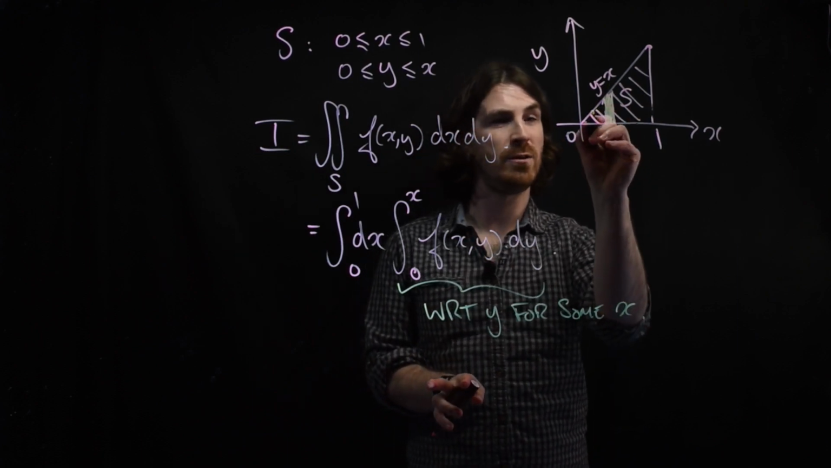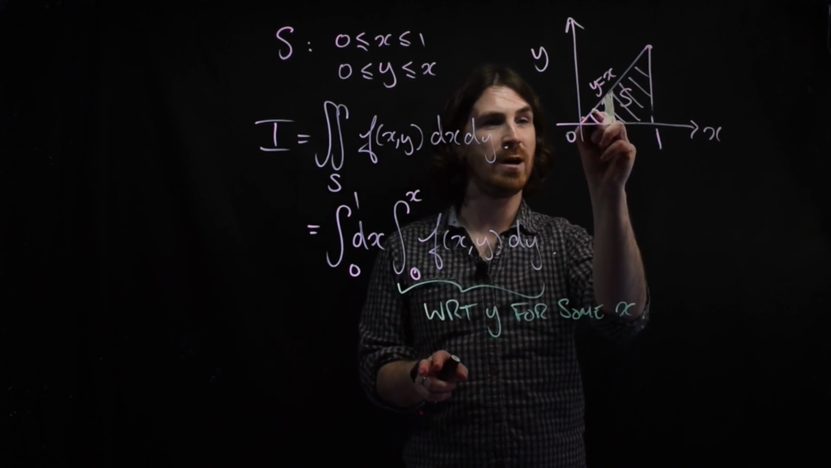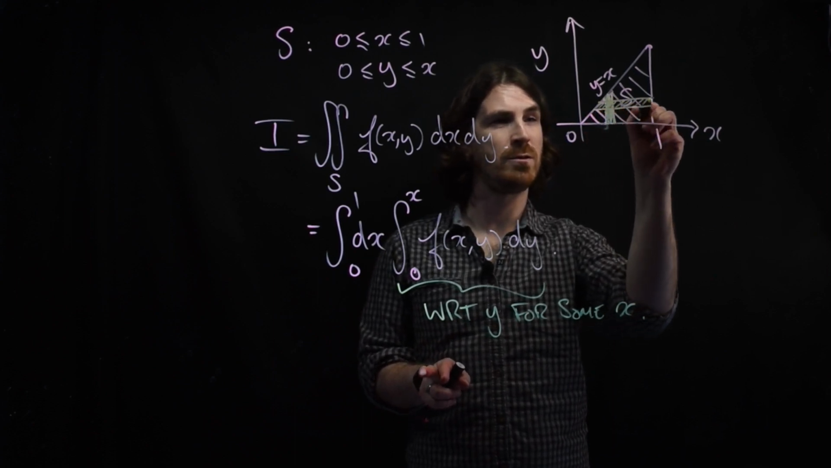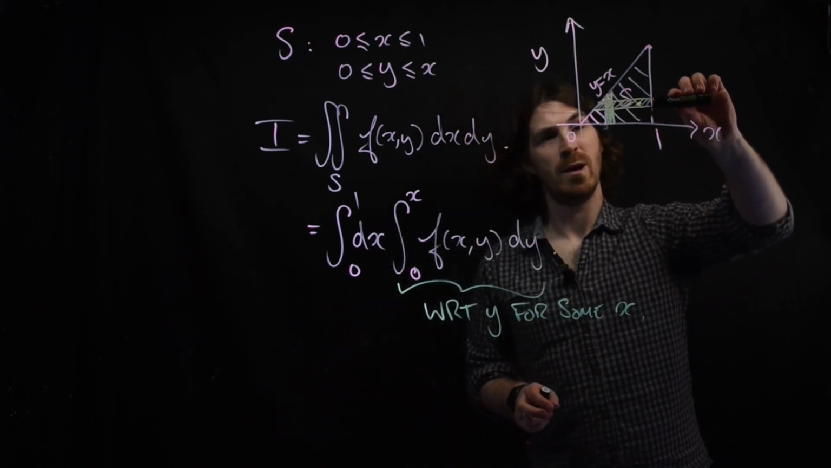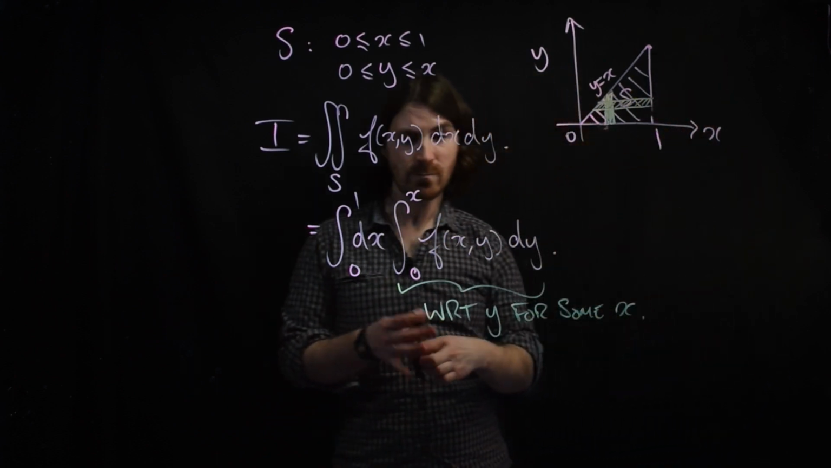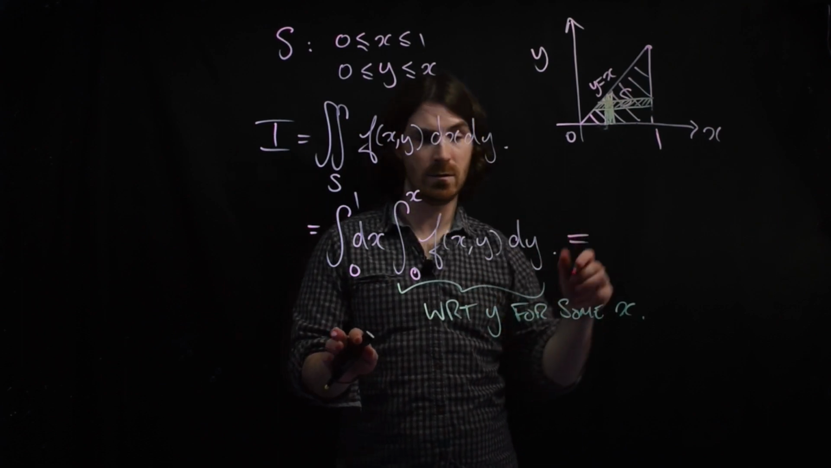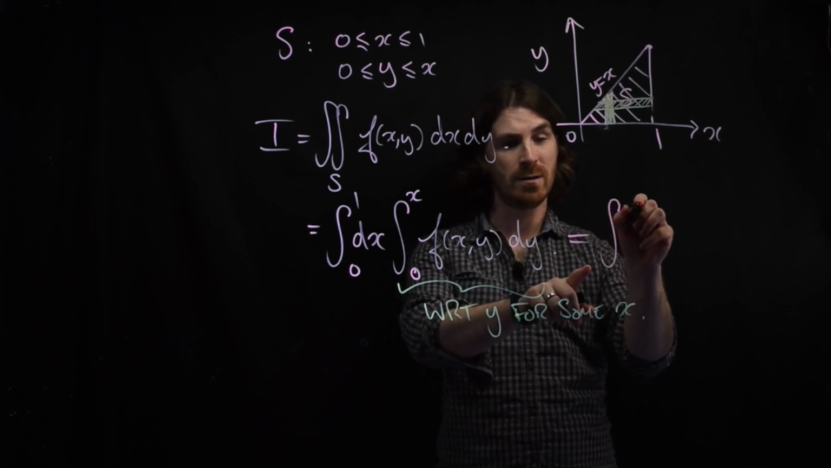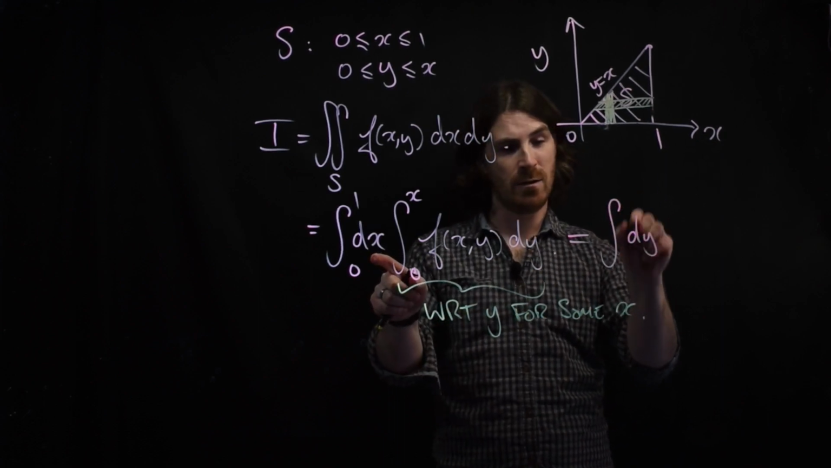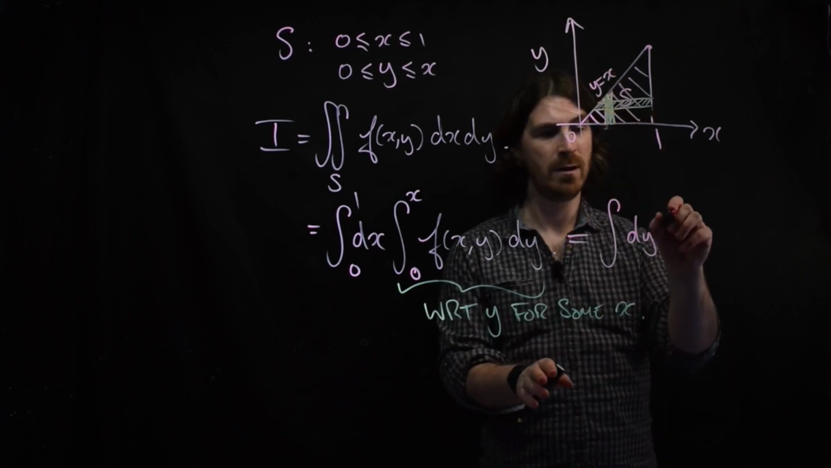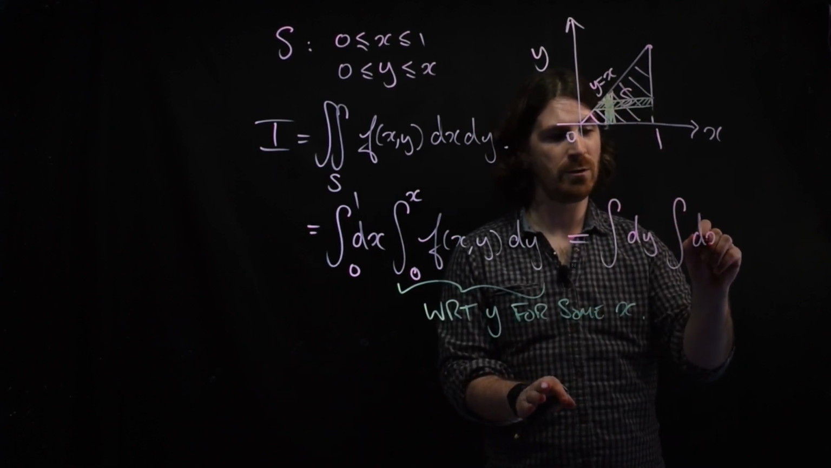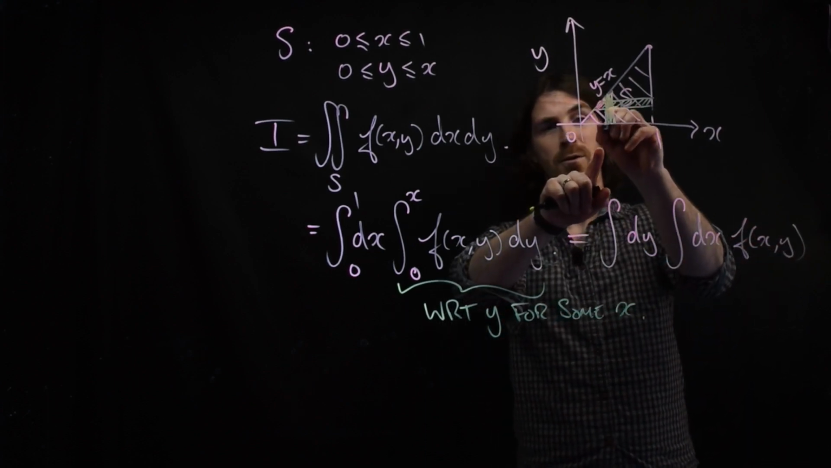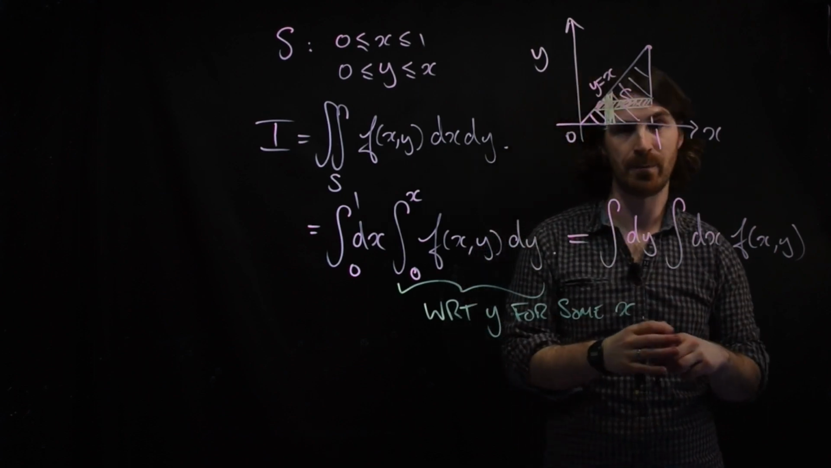Rather than strips like this, we could consider a constant value of y, and think about a horizontal strip. Then we add up all these horizontal strips. And you can see for yourself, for an example, that we can also write this as, instead of dx, we do the dy integral last, and first we do the integral along x. So this little strip here.